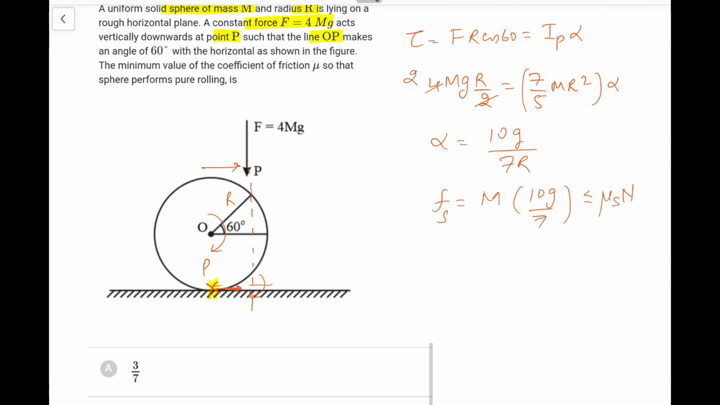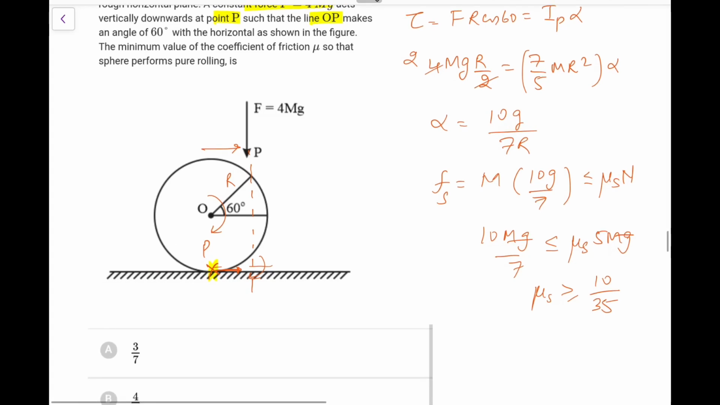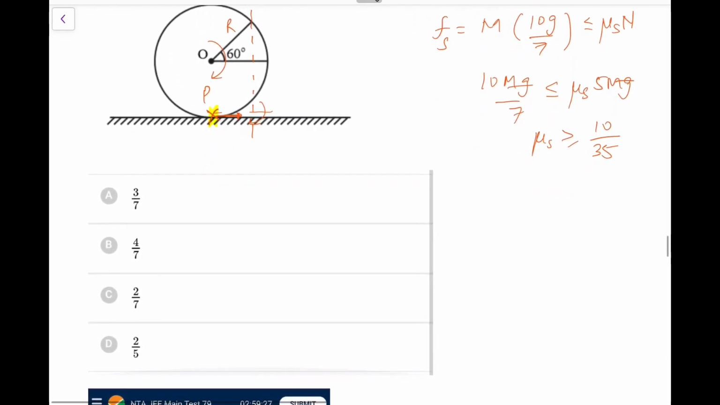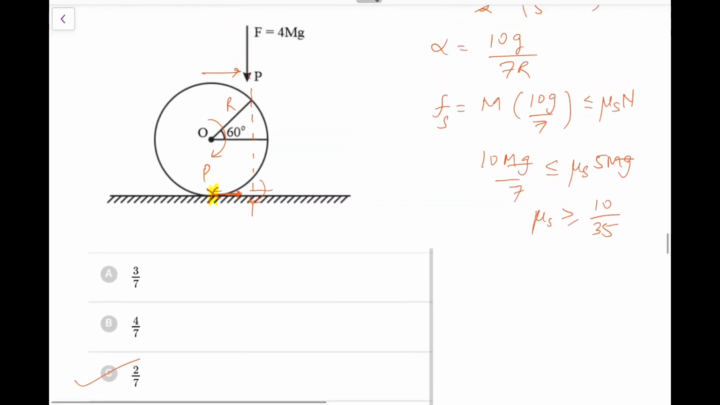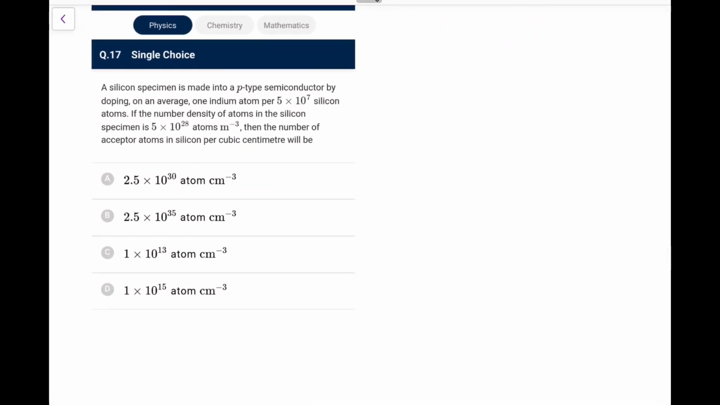N here would be 4 mg plus mg, that would be 5 mg for vertical balance. So 10 mg by 7 should be less than or equal to mu s into 5 mg. So this mg goes, so mu s should be greater than or equal to 10 by 35, what I am getting, or you can call it 2 by 7. So we'll go for option C. That's a nicely designed question testing the rolling concept.